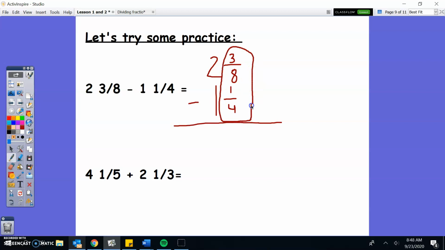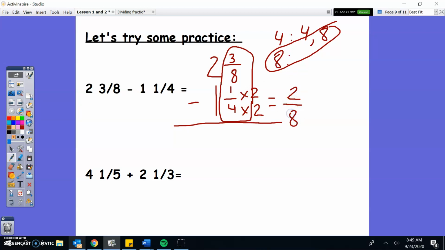That's my first step. Just like before, I want to find a common denominator. My denominators are not happy, so I could go over here and list my denominators for 4 and 8. But if you're good with your multiplication facts, we know that 4 goes into 8 2 times. So I could easily change 4 to 8. So I could list 4, 8, and then I find my common denominator, or if I just know it in my head, I multiply by 2 at top and bottom. So this now becomes 2 8ths. Now it's a happy denominator.